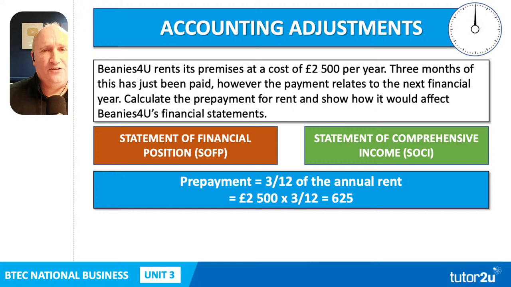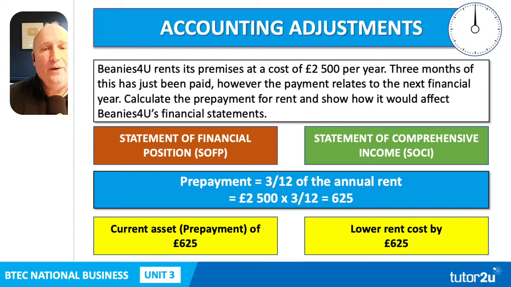And the way we do that is by making, in the statement of financial position, we add that 625 to a prepayment, a current asset, because that's got some value for us. And also we would, in our statement of comprehensive income, where we show our income and costs, we would lower the rent cost by 625 to make sure that we've not double counted our rent. That's the idea of prepayments.